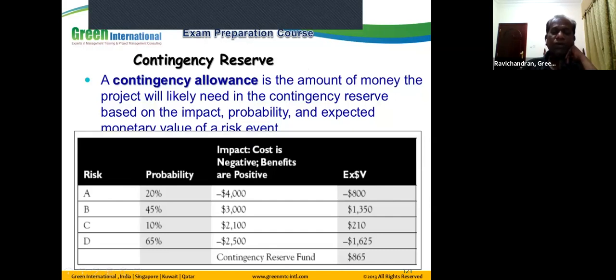This is the calculation of contingency reserve. Assuming we have 4 risks, we determine the probability of each risk happening, and then the cost impact for each risk is calculated. It could be positive or negative. So we calculate the EMV for each risk, say 0.2 times minus $4,800, 0.45 times $3,000, say 1,350, and so on. Finally, add them up together, and we get the contingency reserve fund.